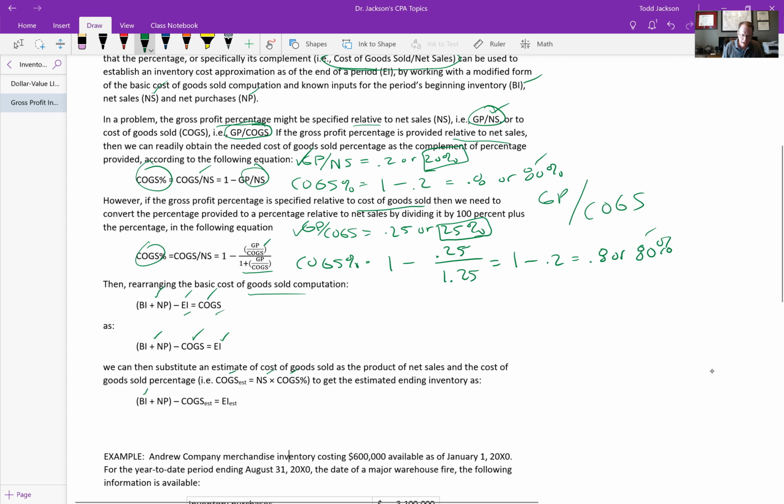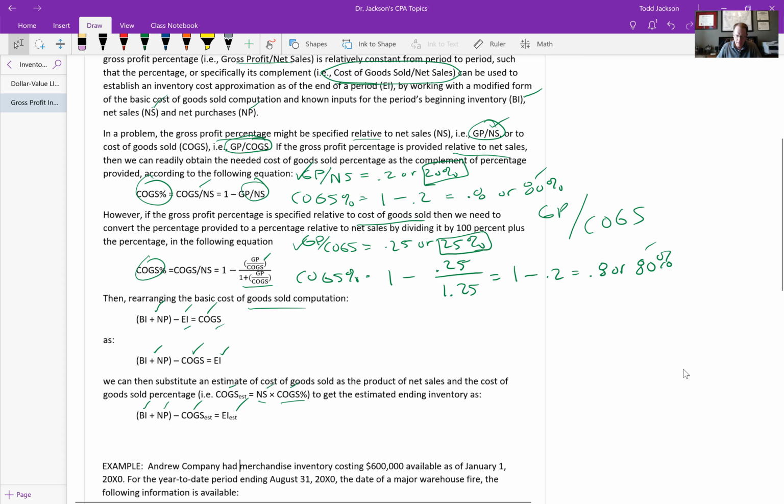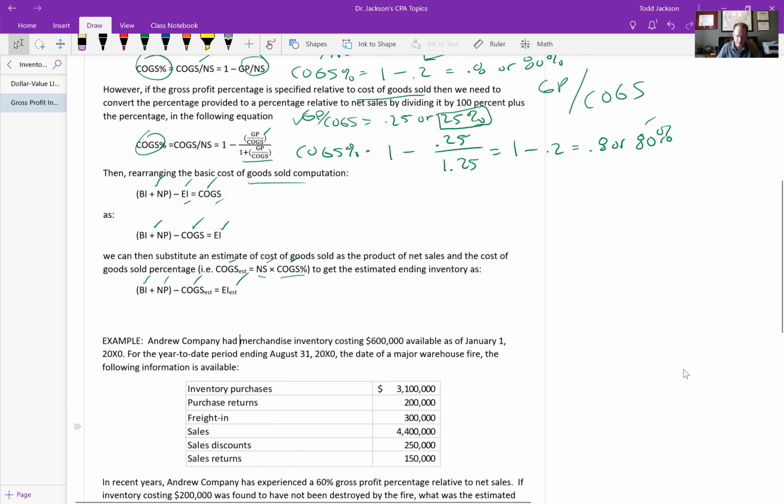So if we know our actual beginning inventory, we know our net purchases for the period, and we can estimate our cost of goods sold for the period based upon our actual sales for the period and a percentage measure of our cost of goods sold, again, that should be relatively stable from period to period, we can get our ending inventory, or at least an estimate of our ending inventory. So let's take a look at an example.